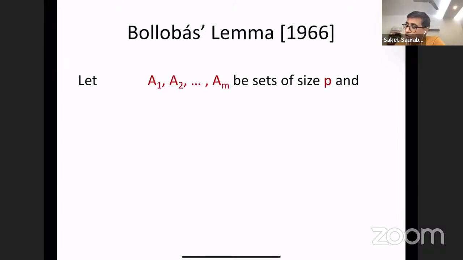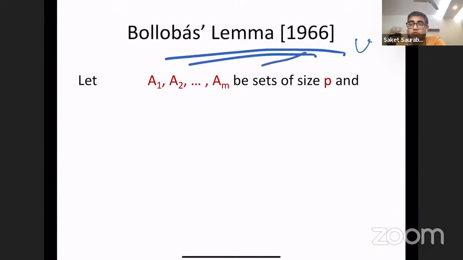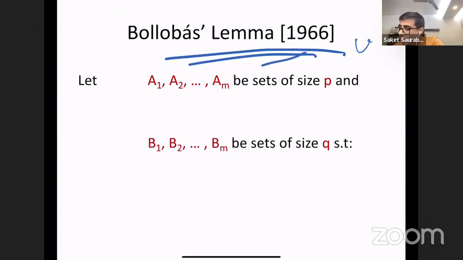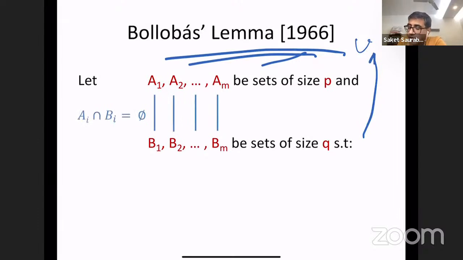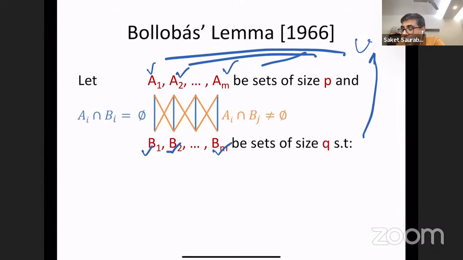So what does it state? You have a universe U, and A1 to Am are sets of size P from this universe, and B1 to Bm are sets of size Q, again from this universe. The property is: if you look at the pair A1, B1, their intersection is empty. If you look at the pair A2, B2, their intersection is empty. If you look at the pair Am, Bm, their intersection is empty. But if you look at the intersection of Ai with any other set, like B2 to Bm, or the intersection of A2 with B1, B3, and so on, they intersect.